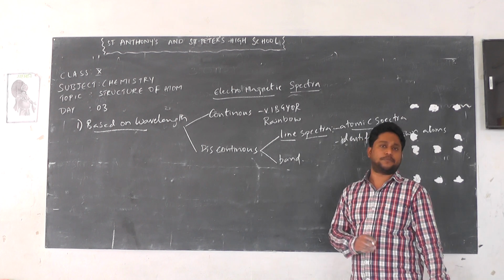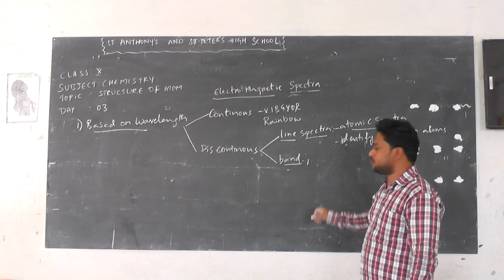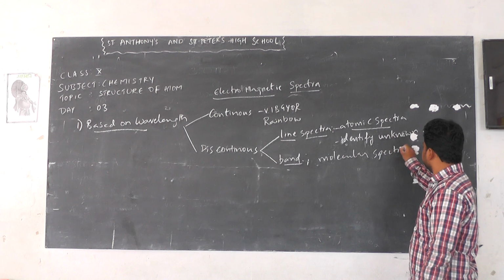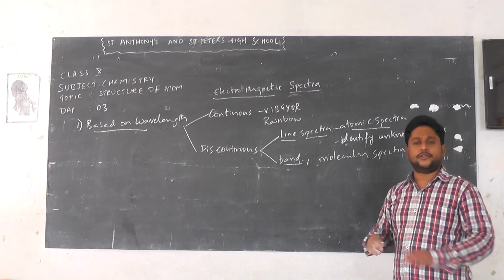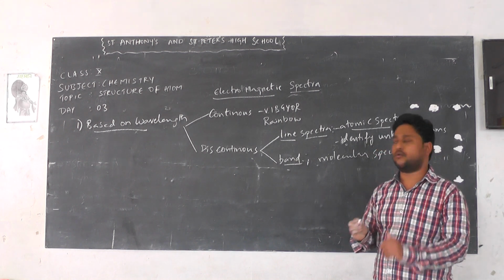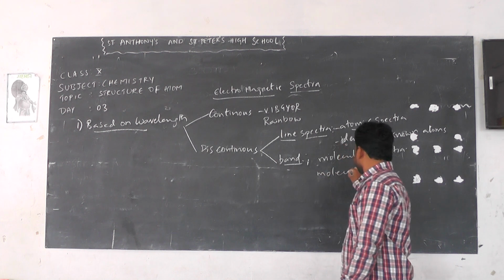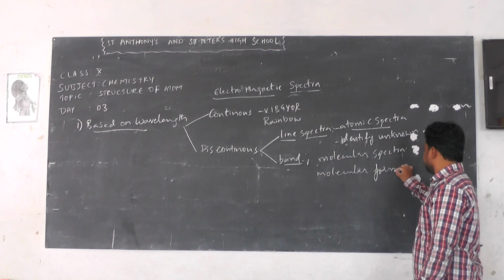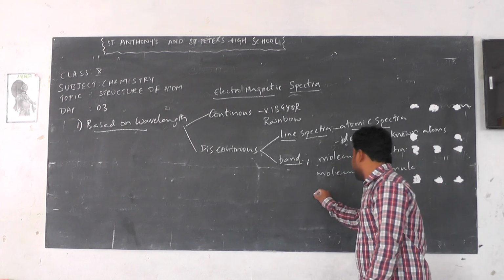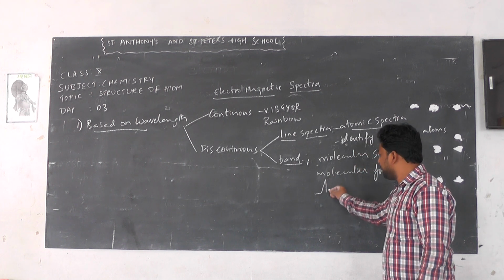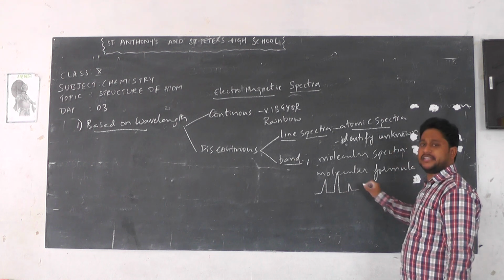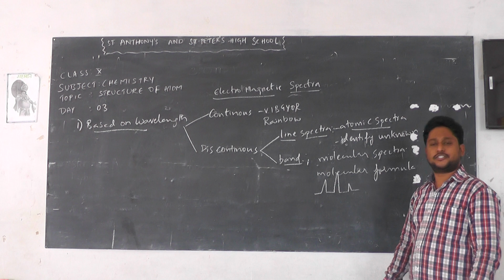And now coming to the band spectra. Band spectra is also called molecular spectra. It is used to know the molecular formula, the molecular compound. It has a sharp peak and a broad base. This is called molecular spectra.